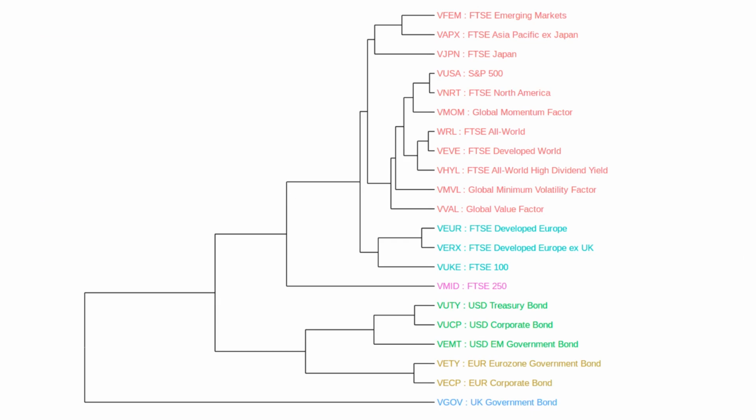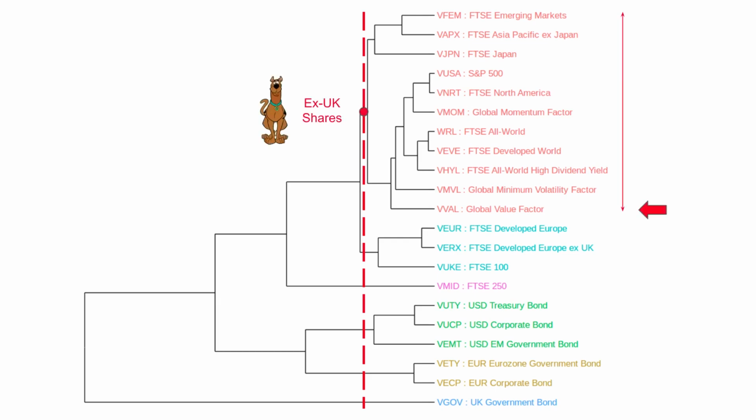So unlike last time, I'm going to have 6 funds in the portfolio, which means that I'll slice the tree just here into 6 different branches, which are color-coded on the right. The Scooby-Doo branch, which contains all of the energy of the portfolio, all of the upside, is the equity component. So these are all either global equity funds or equity funds which are outside the UK. And I'm just going to choose one ETF from this group, and that's the Vanguard Global Value Factor. And that's the new component of my portfolio.